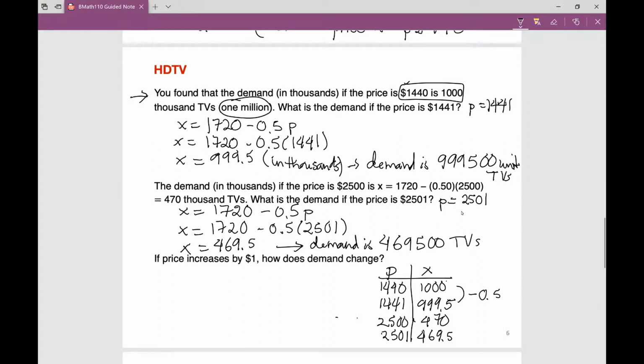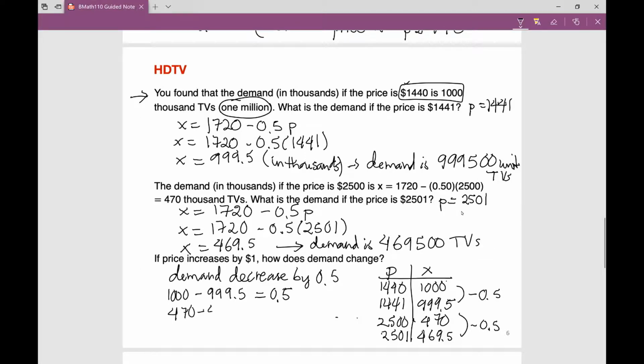So I'm going to say demand decreases by 0.5, right? Or you can say 1,000 minus 999.5, which is equal to 0.5. Same thing as for 470, you minus 469.5. It's going to be 0.5. And that's the reason why you have the negative 0.5. The negative means that it is decreasing, okay?